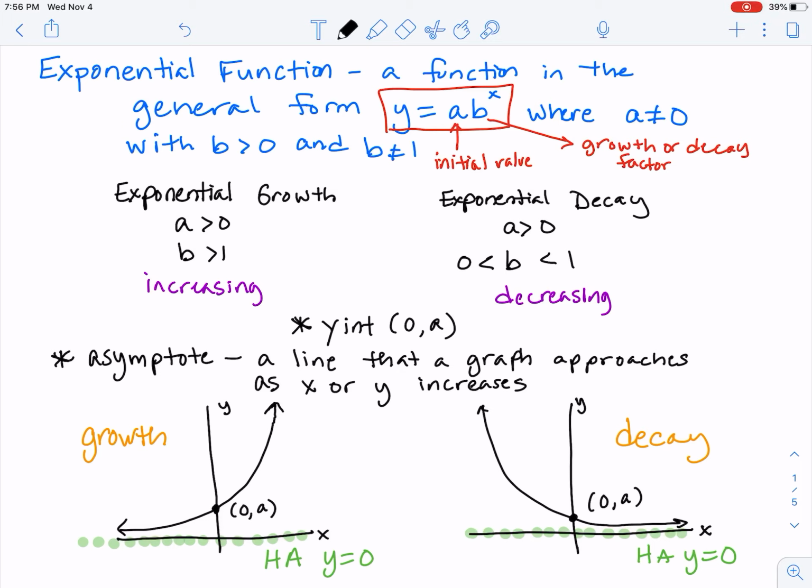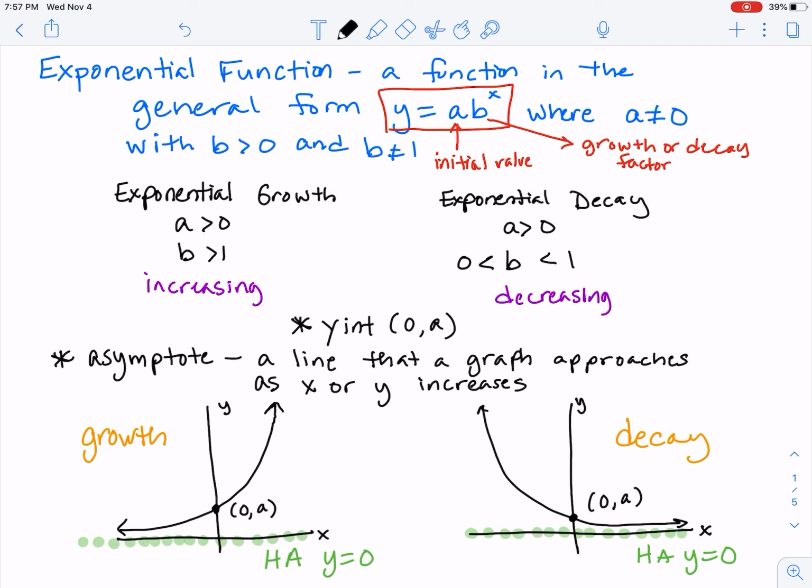You're going to know if it's going to be a growth if b is greater than 1. That means your function is going to be increasing. If b is between 0 and 1, you're going to have a decreasing function. Now, either way, whether it's a growth or a decay, your y-intercept is going to be that initial value. So (0, a) would be a point that you could graph. And you're also going to have an asymptote when you're graphing an exponential function.